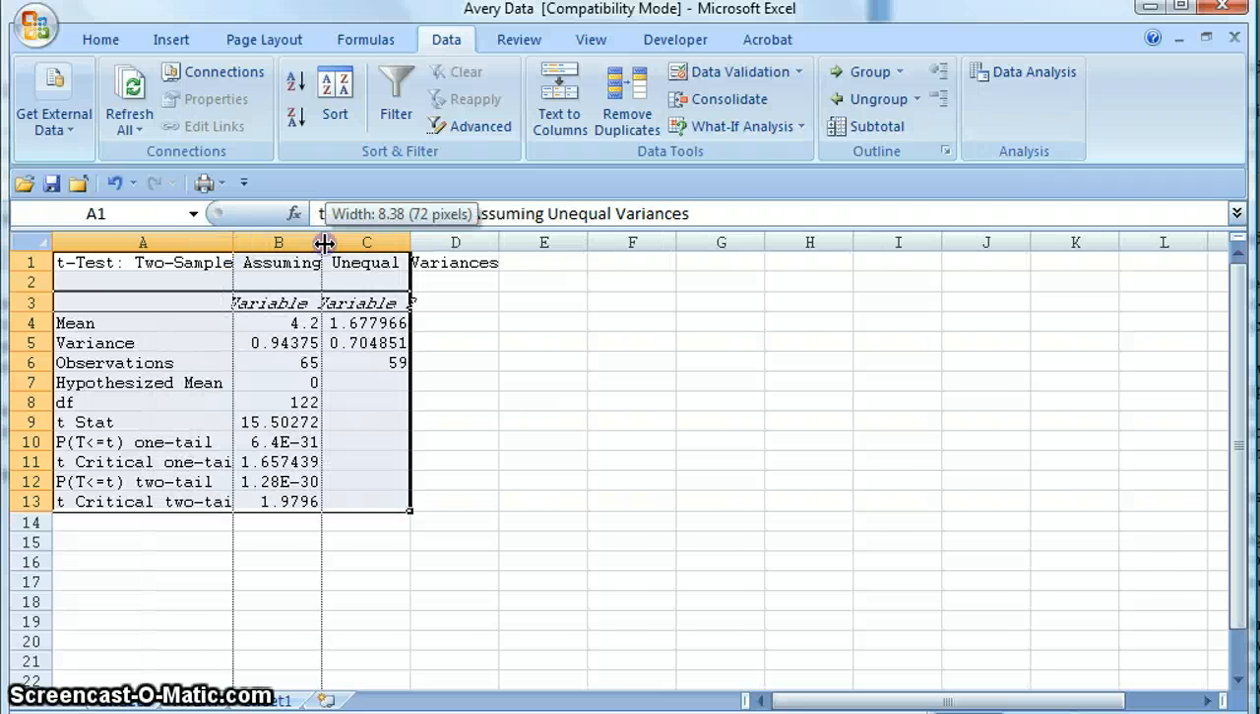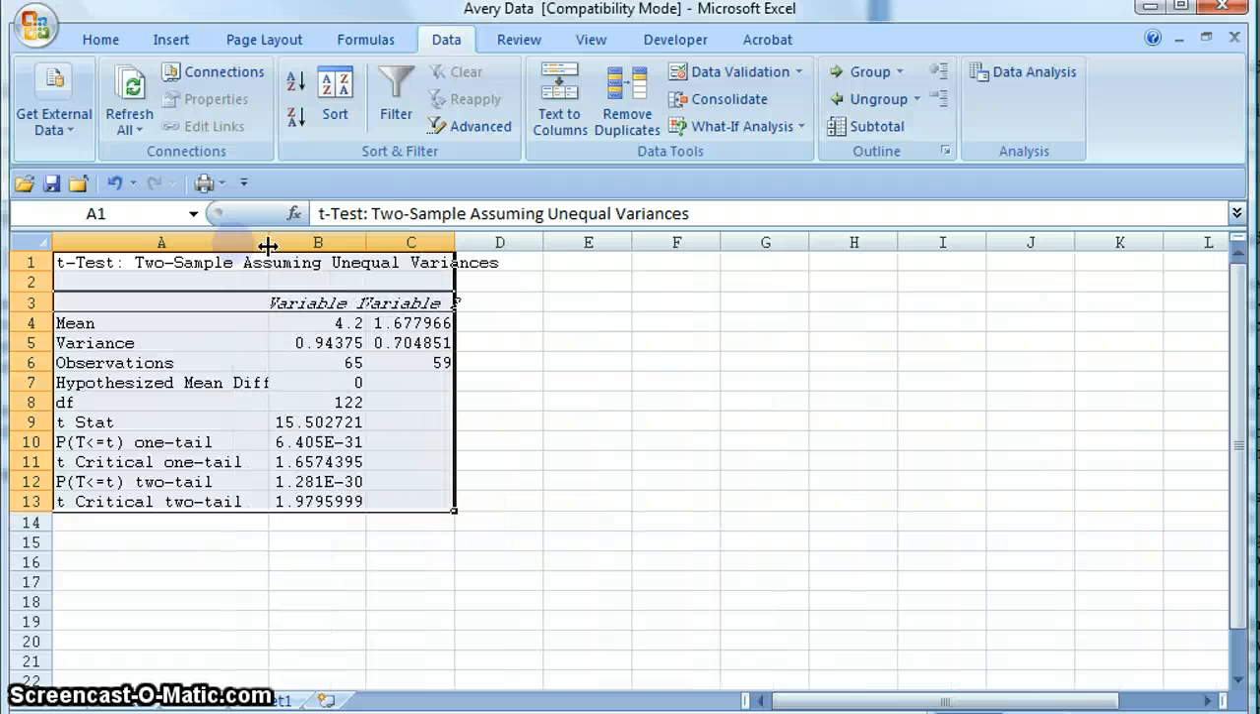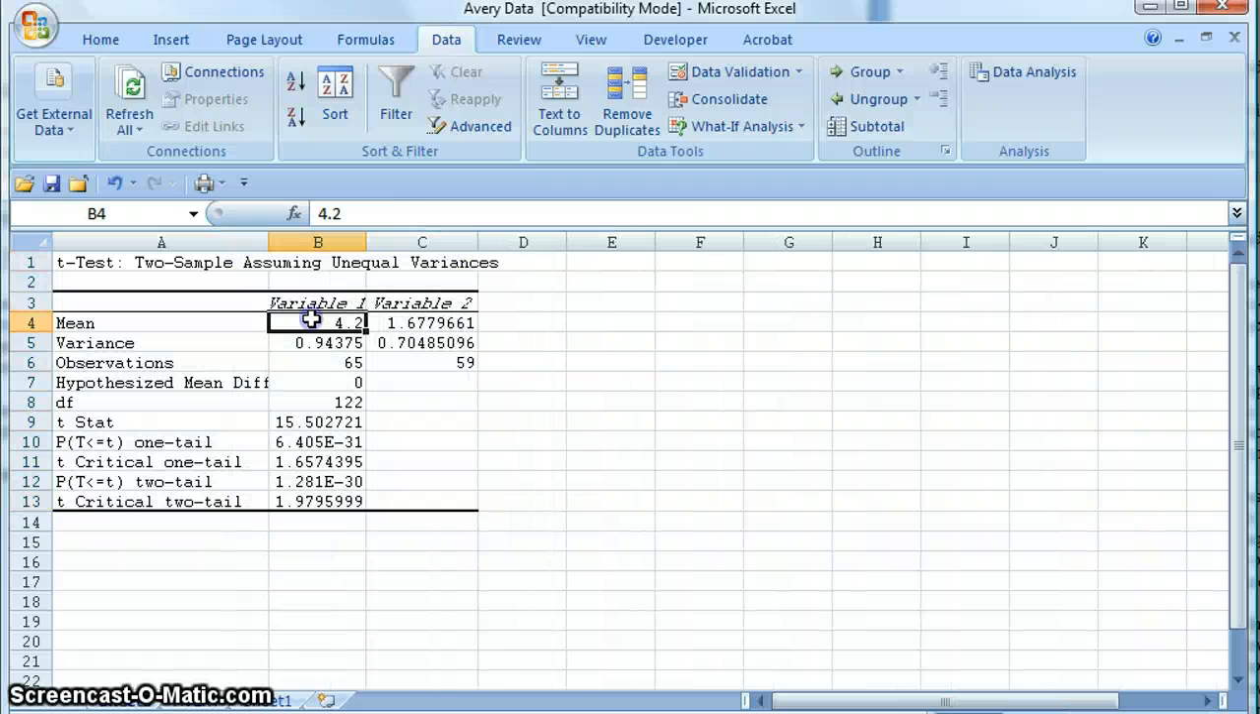And what this information will tell us is that, first of all, the average response for men was 4.2, where for women it was 1.7. We do need to look at the p-value to make sure that's a statistically significant difference, and that value here is 1.28 times 10 to the minus 30th power. That's what the E stands for there. That is a very, very small number. It is much less than 0.05.